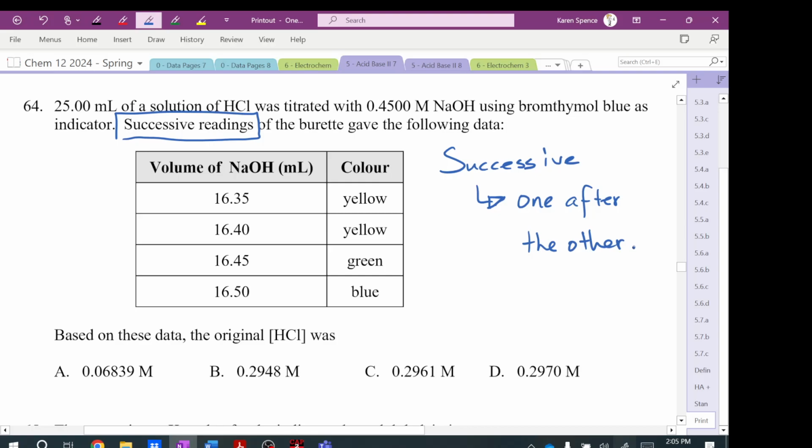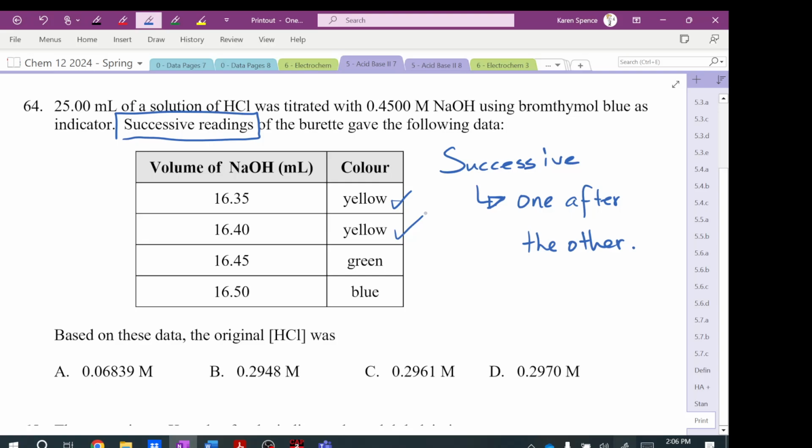So what it means is that these aren't like different trials, and you're not going to take an average. This is like one trial, and when you get to 16.35, you stop the titration and you look at the solution and you say, oh, it is yellow, and you write down yellow. And you add another 0.05 milliliters. Oh, it's 16.40 now, and it is still yellow. All right, and then you add another 0.05, and oh, what color is it? It is now green, and then another 0.05, and it is blue.